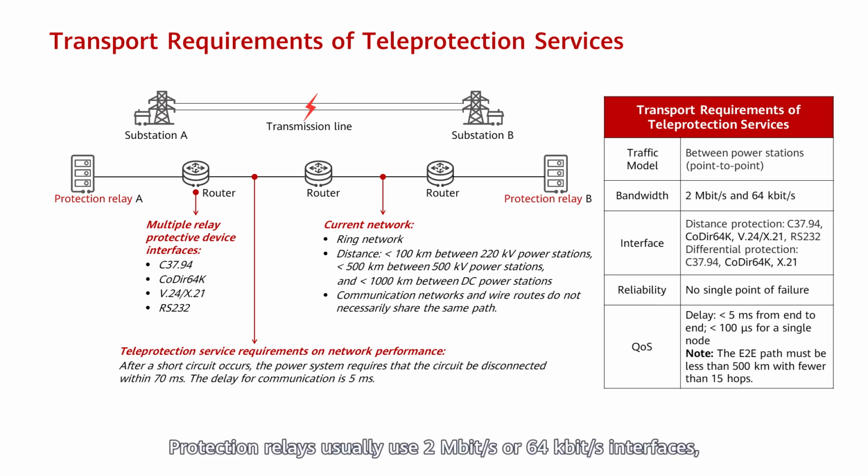Protection relays usually use 2 megabits per second or 64 kbps interfaces, such as C37.94 and Codirectional 64K. The interfaces of the router connected to the protection relays must also comply with these standards. For differential protection, the information transmission delay of the terminals at both ends must be less than 5 milliseconds. In addition, the bidirectional delay variation must be within a proper range.